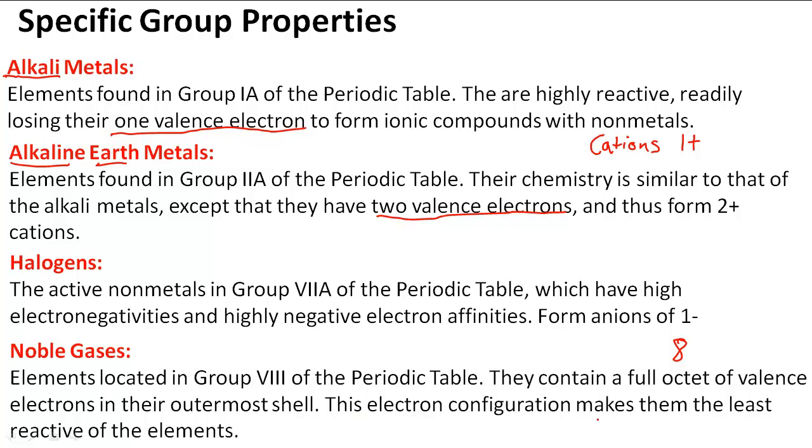And this electron configuration makes them the least reactive of the elements, because they're happy, because they have the full 8 that the other elements want. So remember that noble gases are like that. Let's take a look at them in the periodic table.